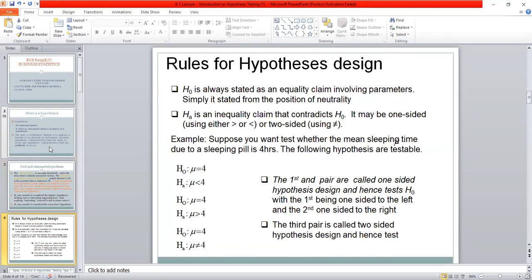So, for example, this is a case of a sleeping pill. A sleeping pill manufacturer claims that when you take the pill, you sleep soundly for 4 hours. That is what's written in the pill bottle. So you go to a pharmacist or a chemist, you buy the pill, you check on the label, they'll say that when you take this pill, you sleep soundly for 4 hours. That claim is about the sleeping time of the entire population.